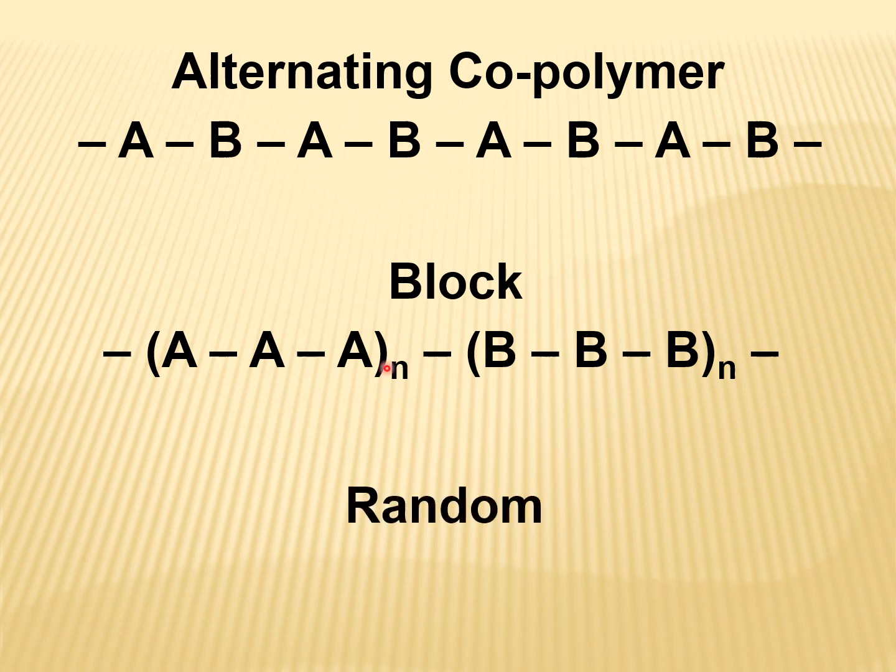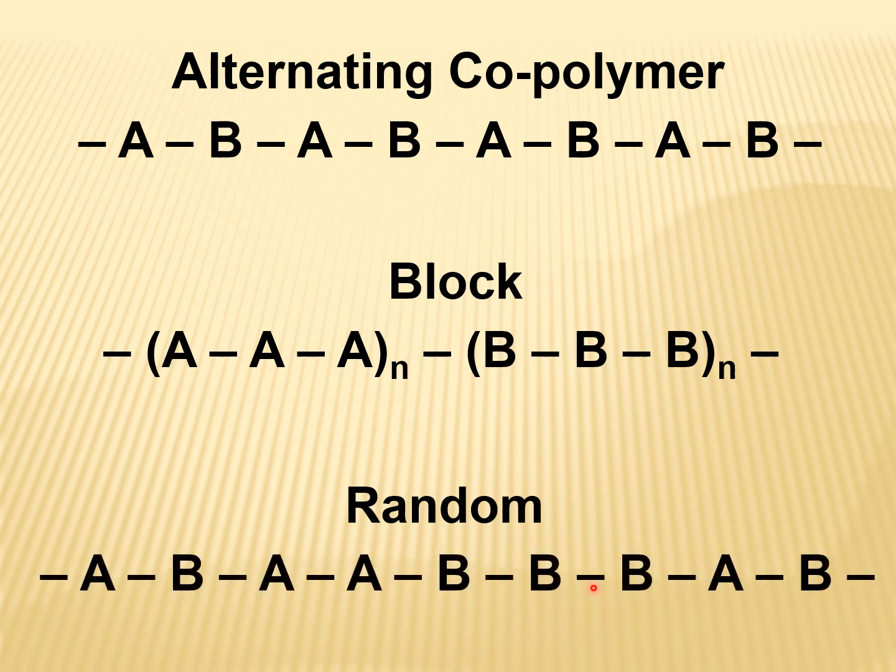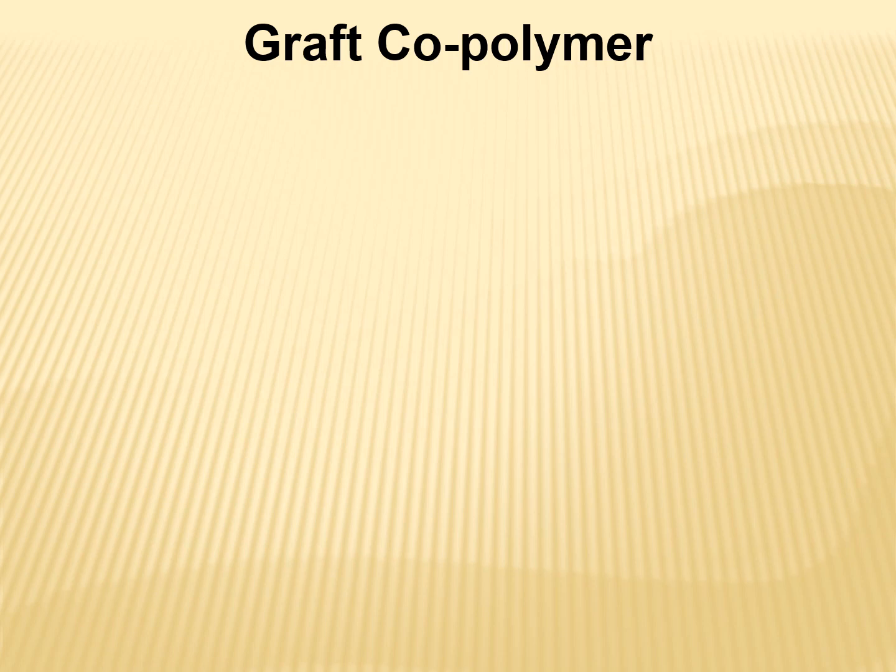Random copolymer means the monomers A and B combine in a random fashion. There is no particular arrangement. A, B, A, B, B, B, A, B. Random arrangement. And the fourth category is called graft copolymer.